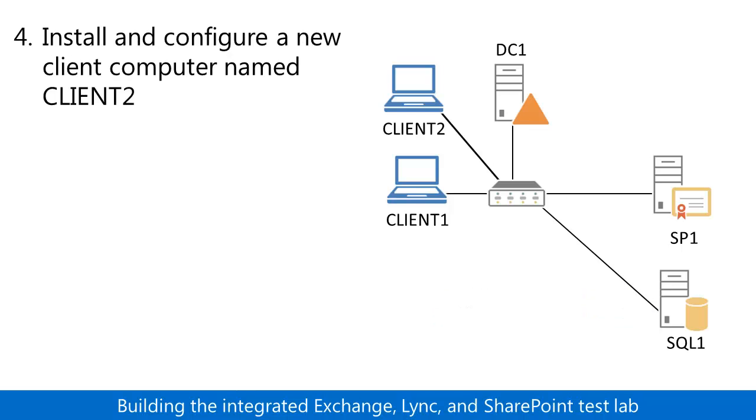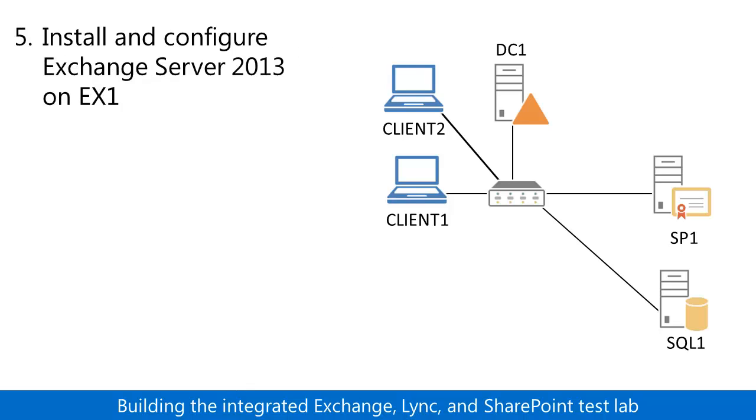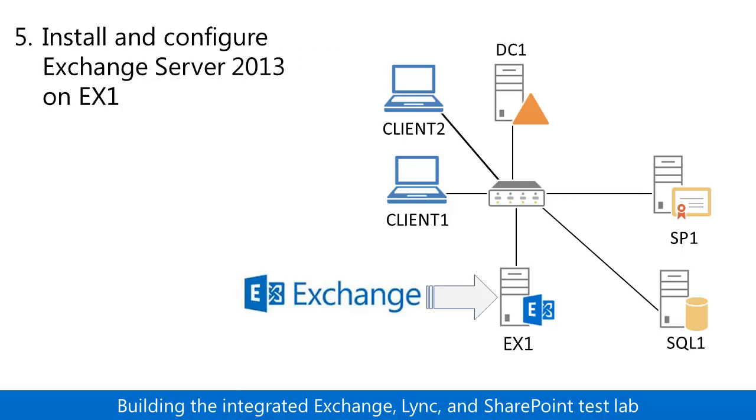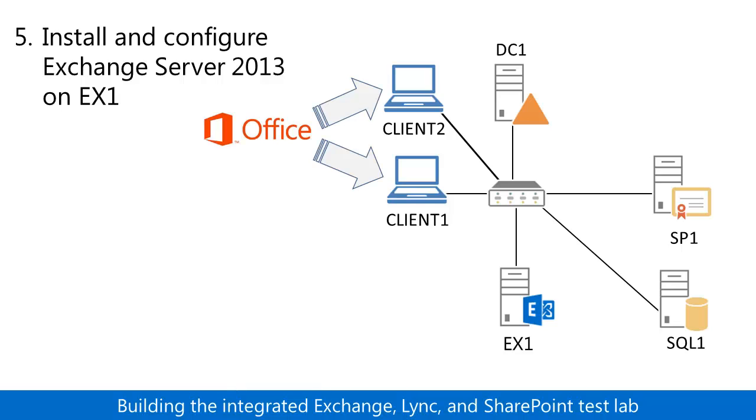In step 4, you add a new client computer named Client2 and join it to the corp.contoso.com domain. You need 2 client computers to show Lync Server 2013 communications capabilities. In step 5, you add a new server named EX1, join it to the corp.contoso.com domain, and then install Exchange Server 2013 on it. You also install Microsoft Office Professional Plus on Client 1 and Client 2.